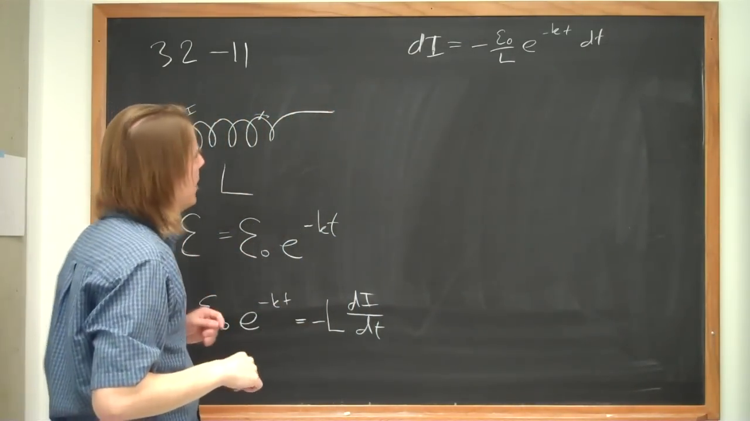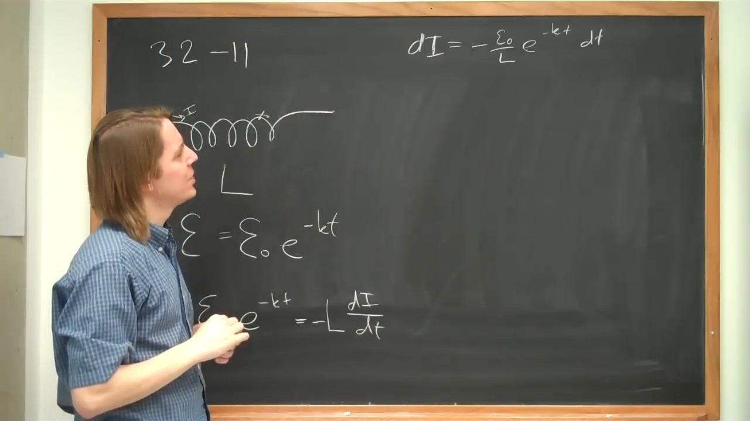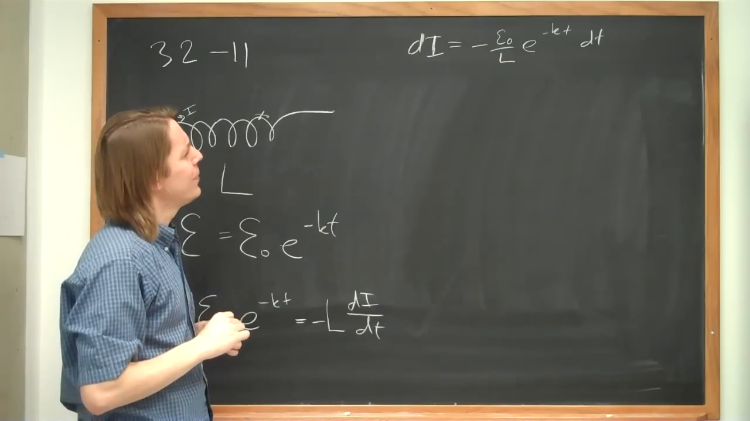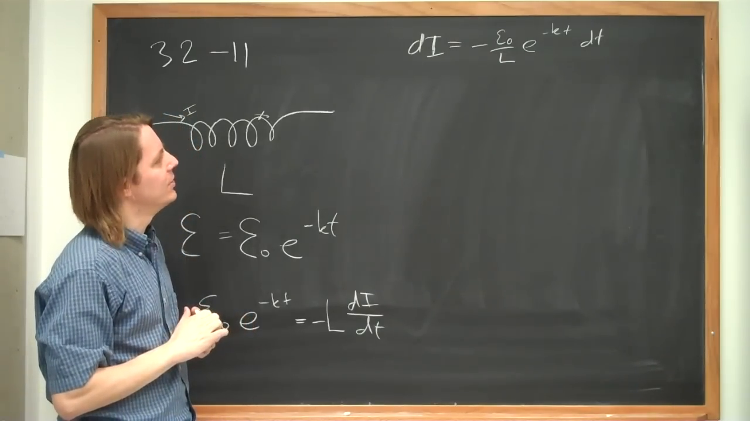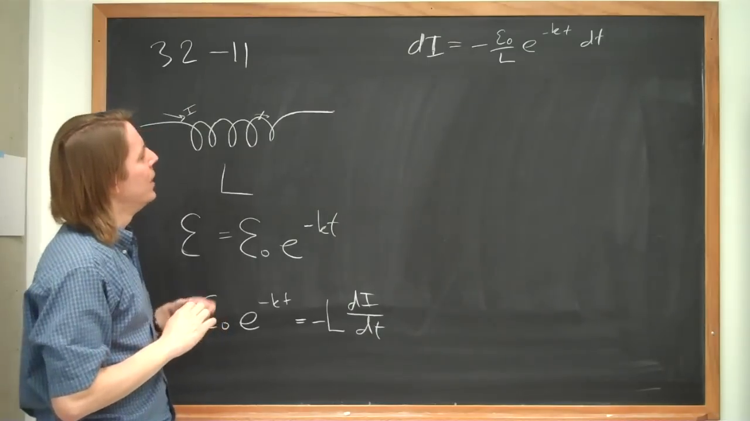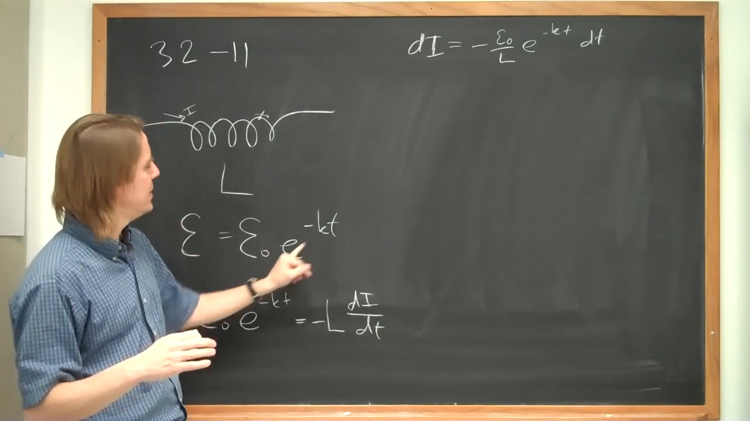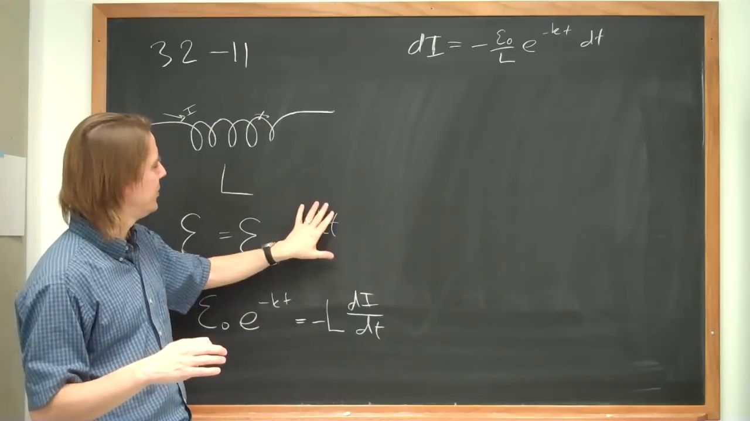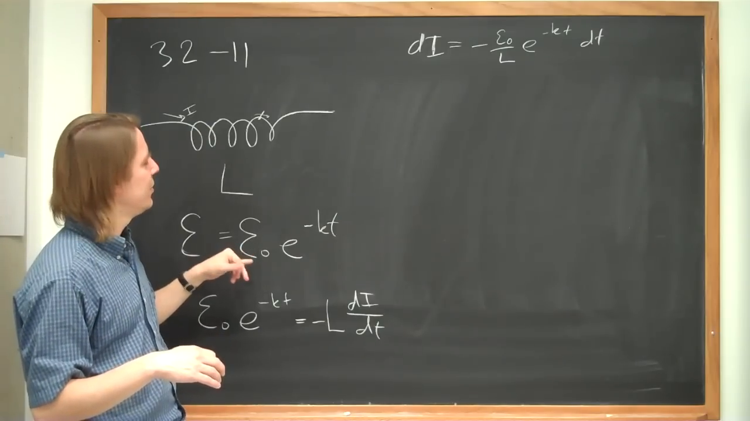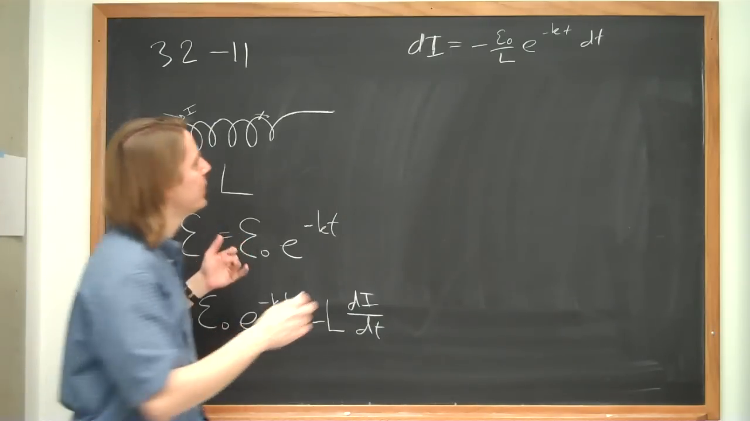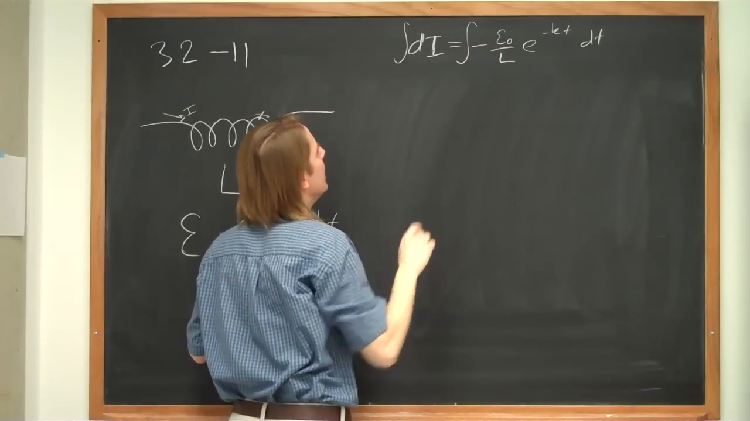It helps to integrate it a couple different ways. First, let's use this integral to figure out what the initial current is. When t equals 0, e to the 0 is 1, so at the beginning it has an EMF E₀. So let's figure out the initial current. Let's integrate both sides and see what we get.